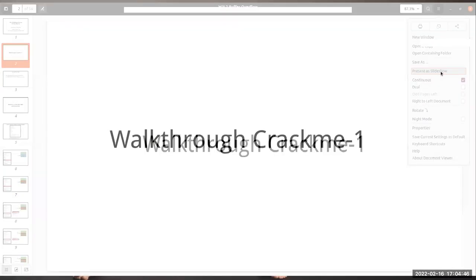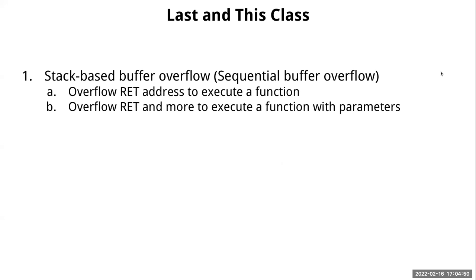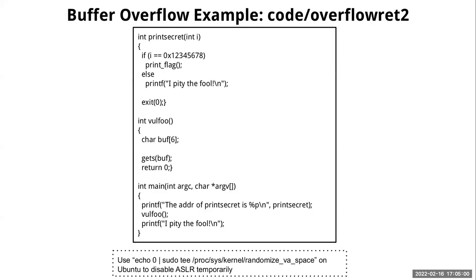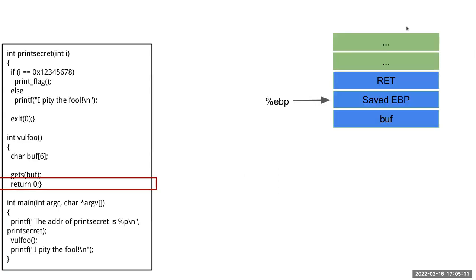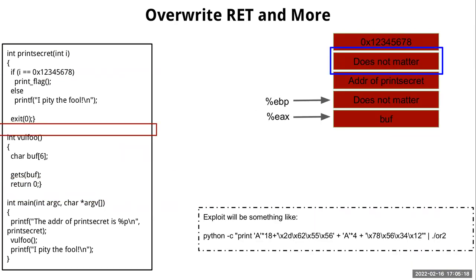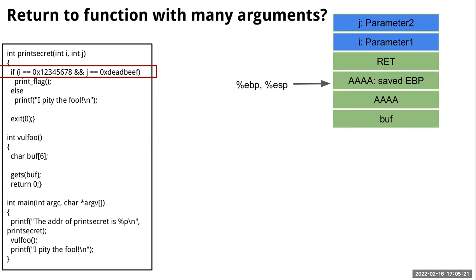Okay. Let's move forward. So last week, we started talking about overwriting the return address. So this class, we keep talking about that. We looked at how to call a function with one argument, which is the overflow return challenge. So what if the function we want to call has multiple parameters? The principle here is the same. We already know where the first argument is.